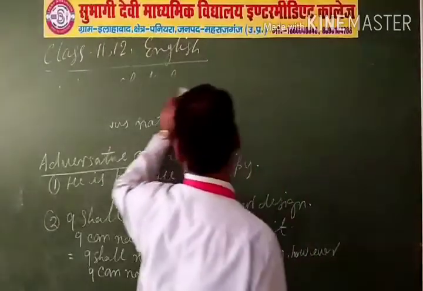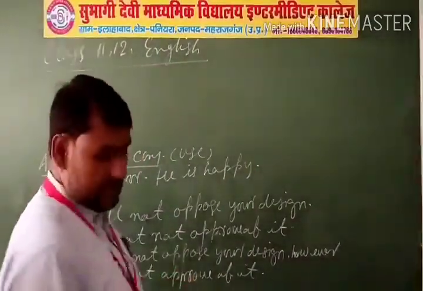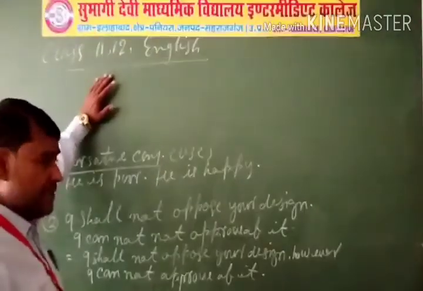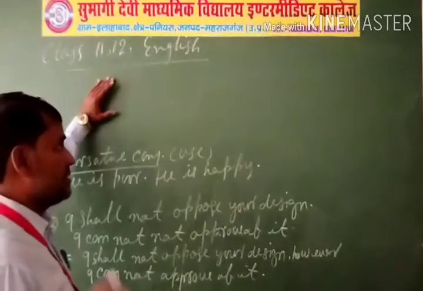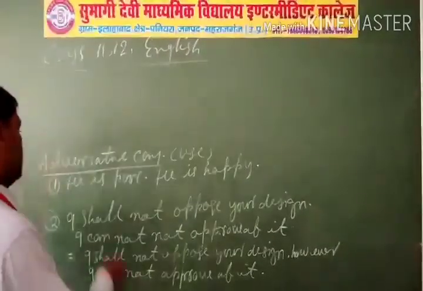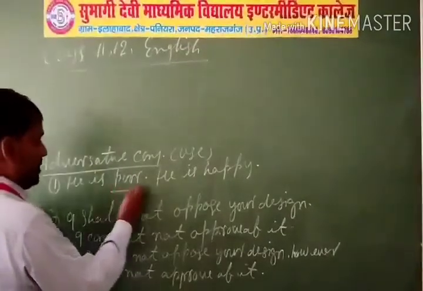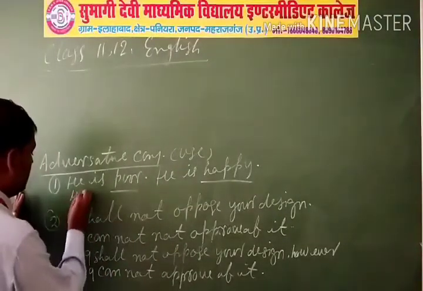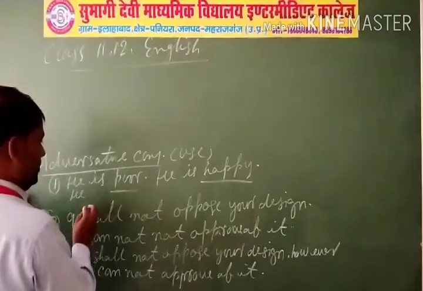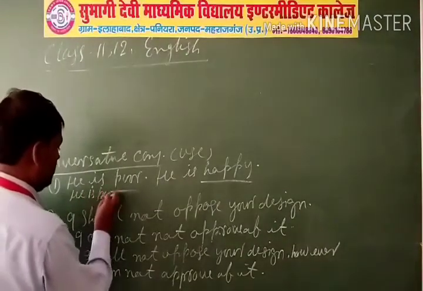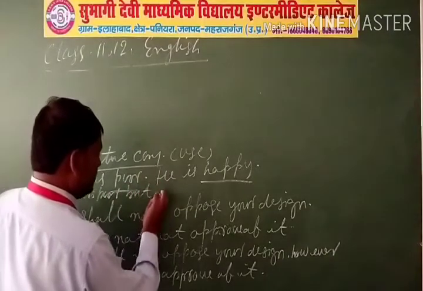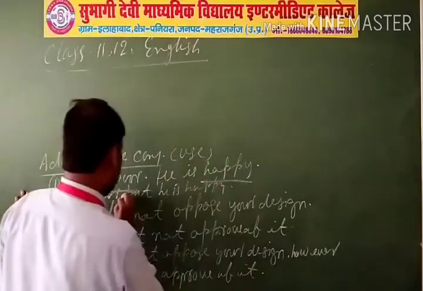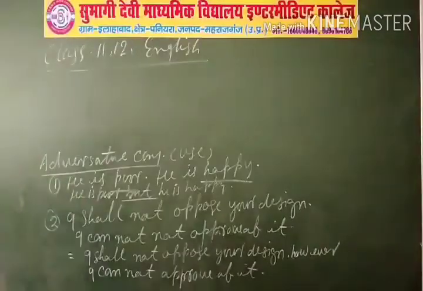Now the second conjunction, adversative conjunction. These are the conjunctions whose sentences are against each other. If you have two sentences, then one sentence is against the second sentence. For example, he is poor, he is happy. Poor and happy are against each other. So he is poor but he is happy.